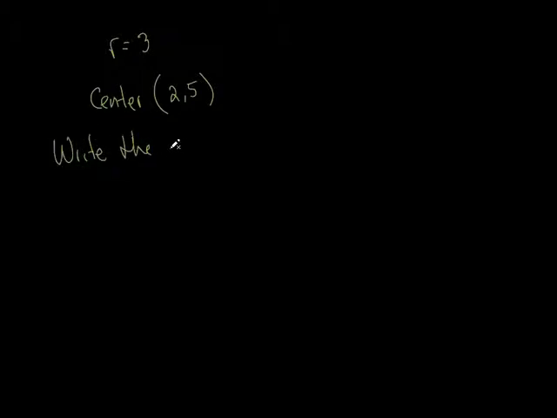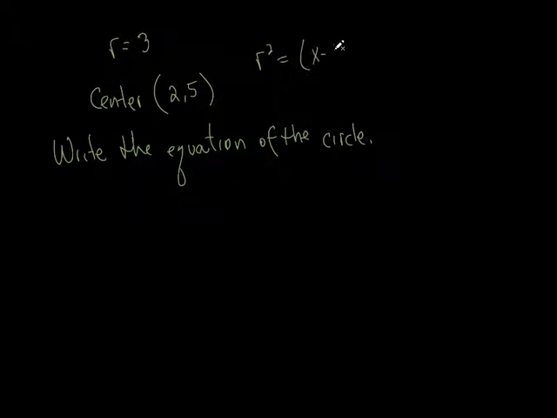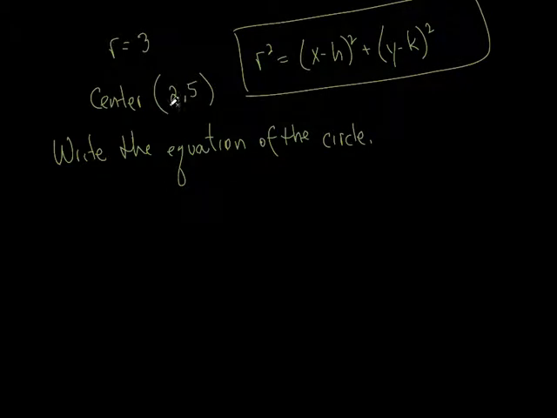the equation of the circle. Alright, there it is. It says write the equation of a circle. Now, I know I just had it there a second ago, but let's write that down just so that we remember what it is. What is it? It's (x minus h) squared plus (y minus k) squared equals r squared. That's the equation of the circle. But I want to make a specific one that has the center at (2, 5) and has the radius 3.